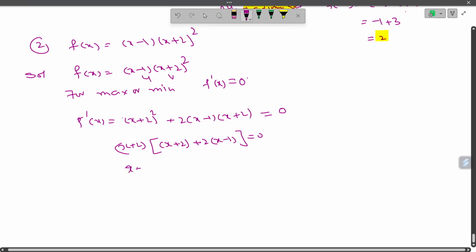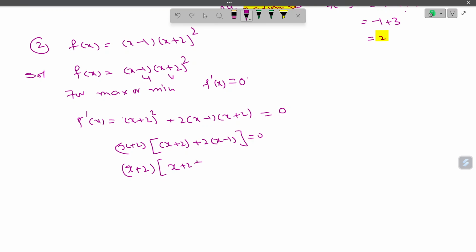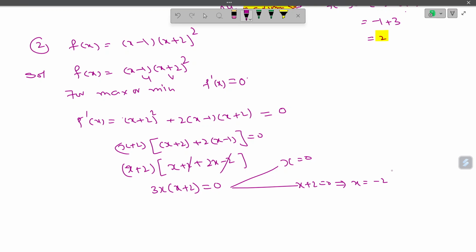x plus 2, this is x plus 2 plus 2x minus 2. Minus 2 plus 2 getting cancelled. x plus x is 3x into x plus 2 equal to 0. This implies x equal to 0. x plus 2 equal to 0 implies x equal to minus 2. So we got two values.